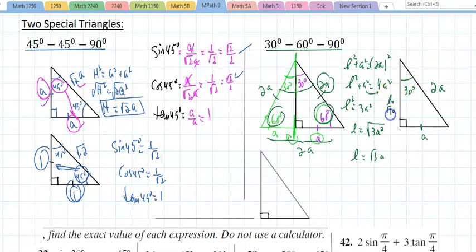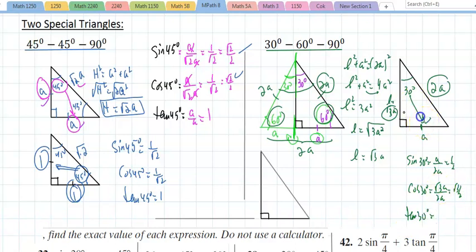This is radical 3A. And if I do the same, that is, if I look at the sine, cosine, and tangent, I could say the sine of 30 degrees is the opposite over the hypotenuse. That's 1/2. And the cosine of 30 degrees is the adjacent over the hypotenuse. Radical 3A over 2A, that would be radical 3 over 2. And the tangent of 30 degrees is the opposite over the adjacent. You could rationalize.